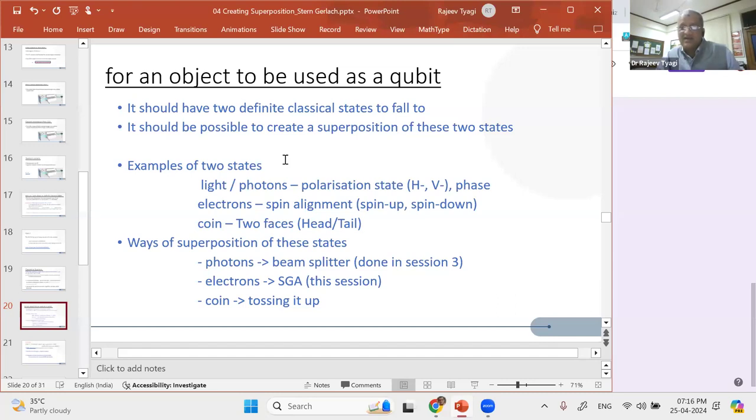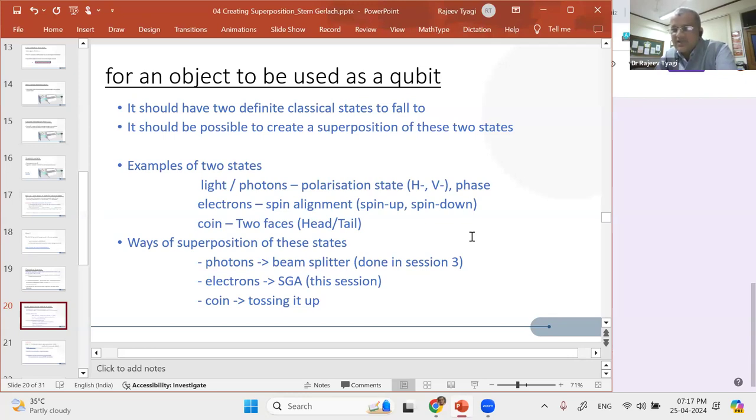Alwalia sir has raised his hand, and I'll stop here to listen to him. Sir, yes, sir. Actually, in the third question, you said which one is one or zero. You have to choose between these two. Don't you think that it is an arbitrary choice?